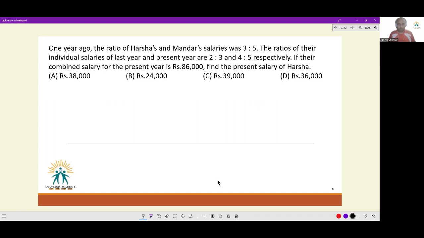1 year ago, the ratio of Harsha's and Mandar's salary was 3:5. The ratio of their individual salaries last year to the present year are 2:3 and 4:5 respectively. If their combined salary for the present year is 86,000, find the present salary of Harsha. Okay. The wonderful thing I can do here is 1 year ago.